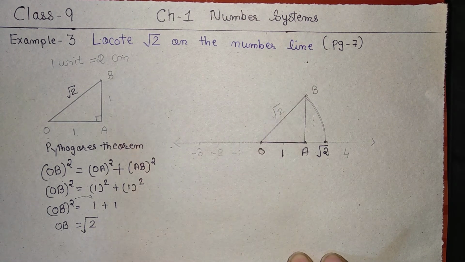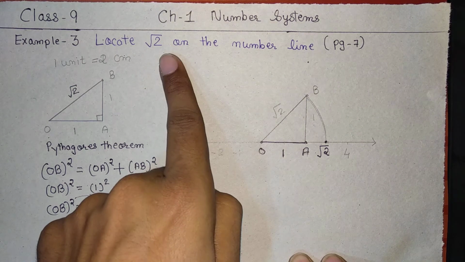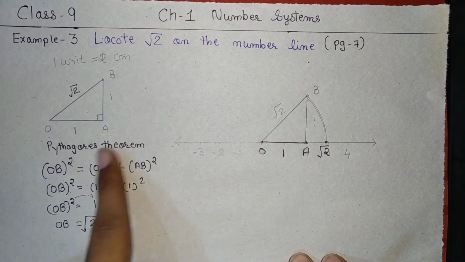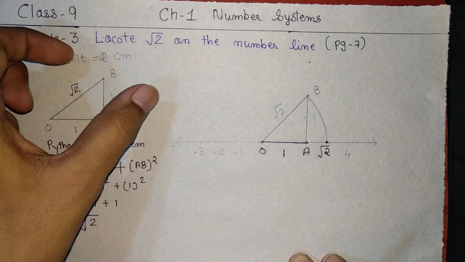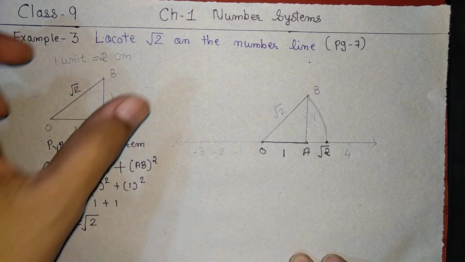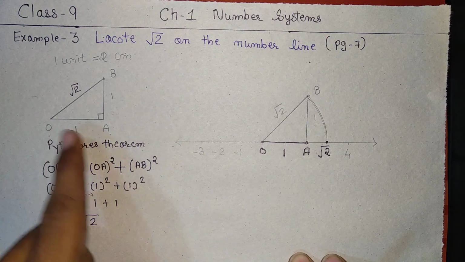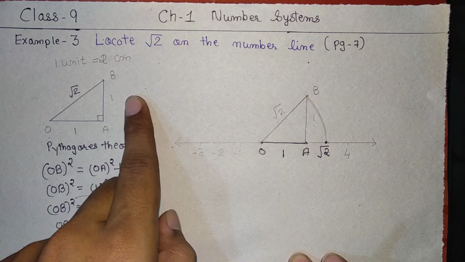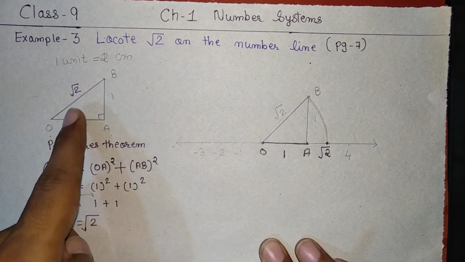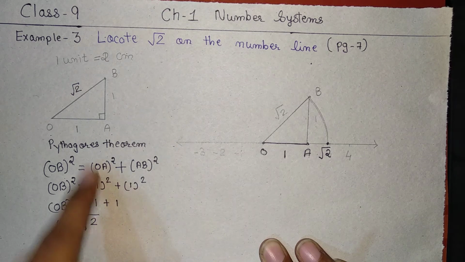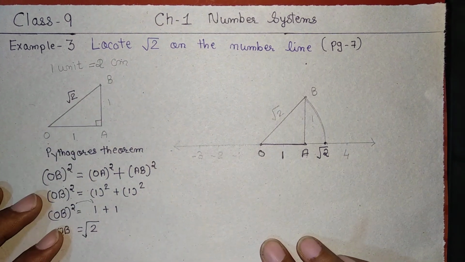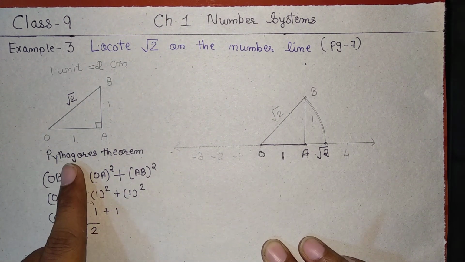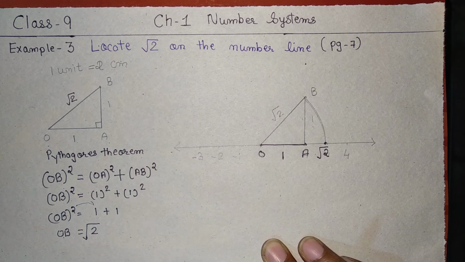Okay, let us revise this question one more time. How can we locate root 2? First of all, we have to make a dummy solution. So we will take 1 unit and we will draw another perpendicular of 1 unit, and then we will join. So 1 and 1. How can we locate root 2? We can do it by a formula. That theorem is called Pythagoras theorem.